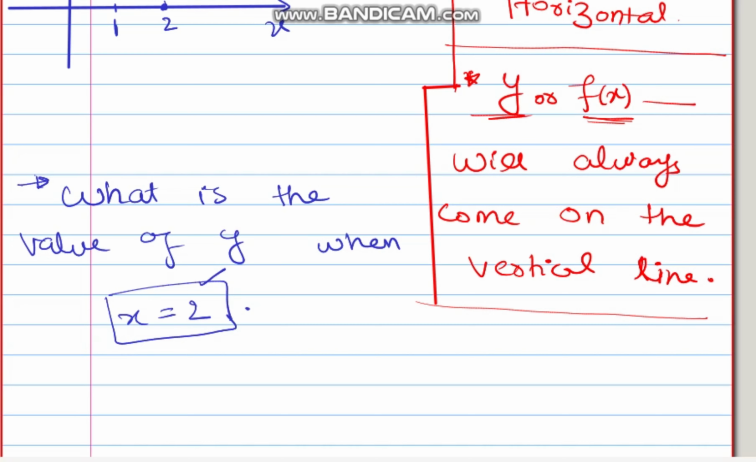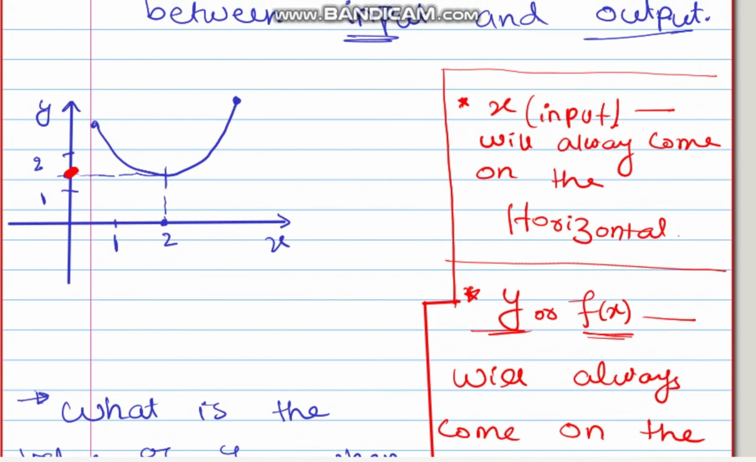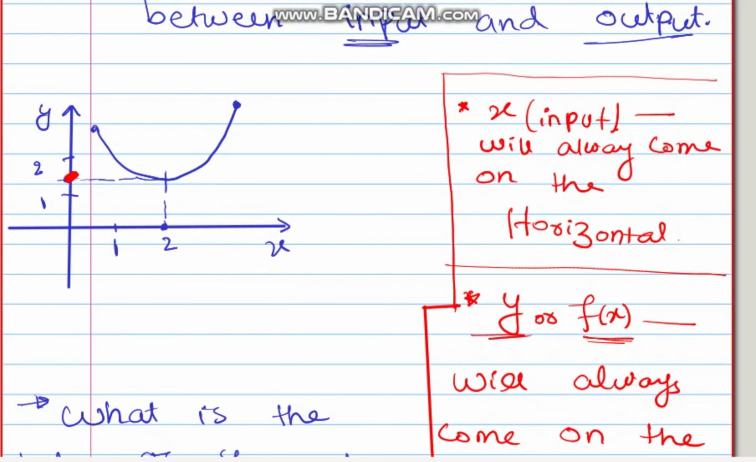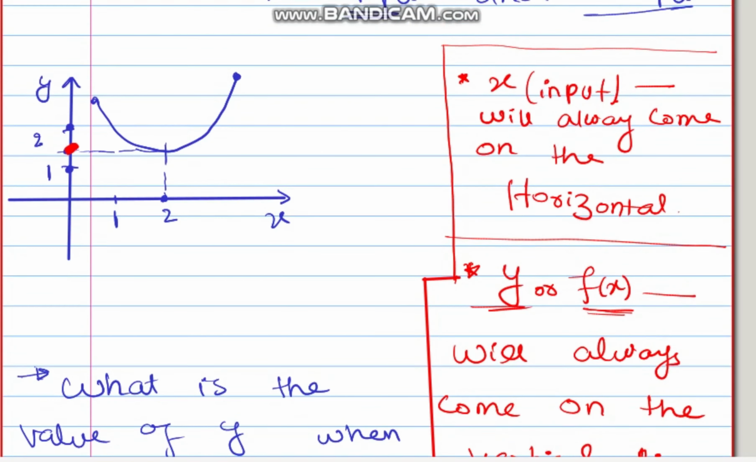And what is the value of y? Please, you can read it from the graph, because it's very clear to us that if this point is x is equal to 1, and this point is x is equal to 2, then what will be the middle point? Shiva, tell me, what will be the middle point here? What will be the value of the middle point?